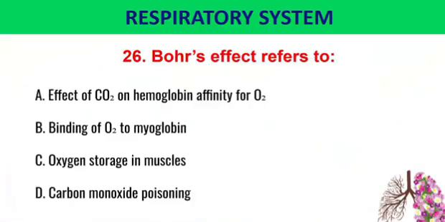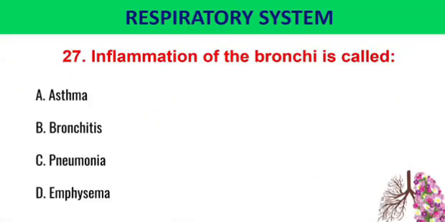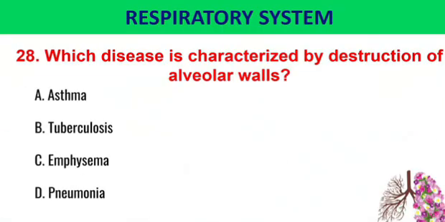Bohr's effect refers to effect of CO2 on hemoglobin affinity for O2. Inflammation of the bronchi is called bronchitis. Which disease is characterized by destruction of alveolar walls? Emphysema.